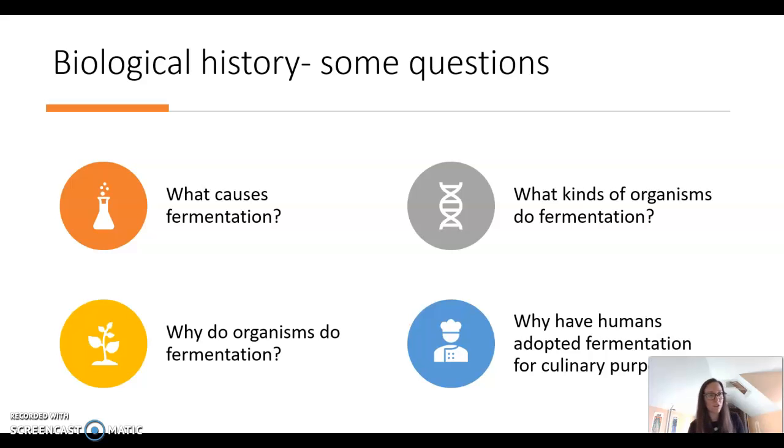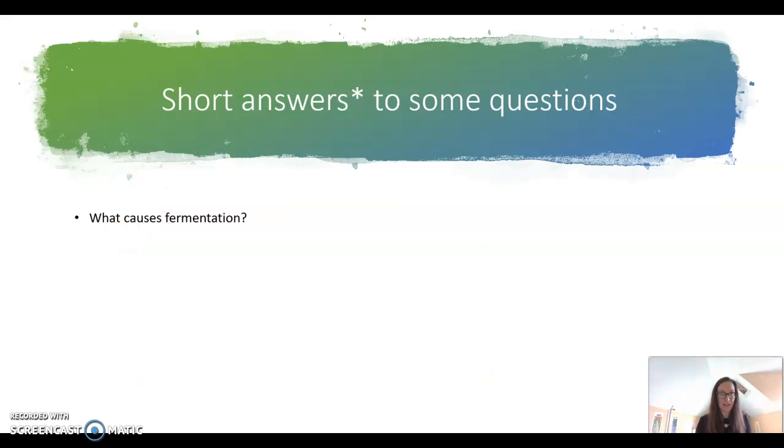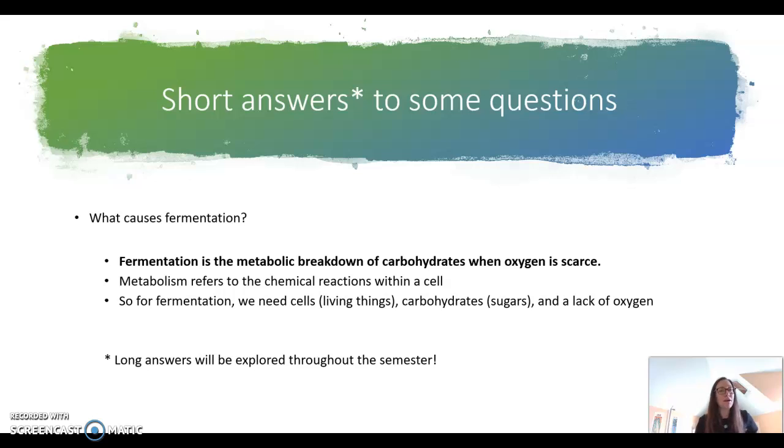So I want to just go through a couple quick questions. We have just a couple minutes left here. What causes fermentation? Well, it's the metabolic breakdown of carbohydrates when oxygen is scarce. So it's chemical reactions that happen in a cell of a fermenting organism. So something like a bacteria or yeast going to a fruit, vegetable, or grain and breaking it down.